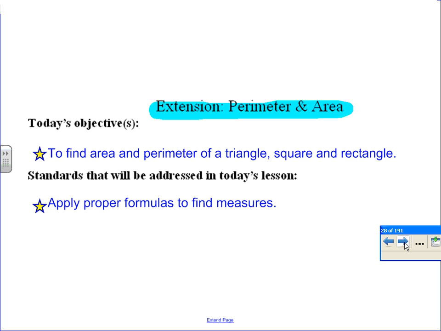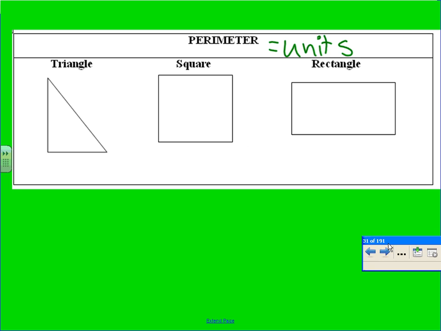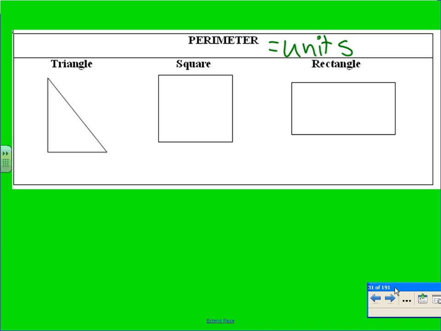Okay, this is an extension in your book. We've talked a little bit about area and perimeter, so we need to talk a little bit more about this. We're going to skip the warm-up that's in there because we did a warm-up today. We're going to go right to the part that says perimeter. At the very top where it says perimeter, I want you to put perimeter equals units.